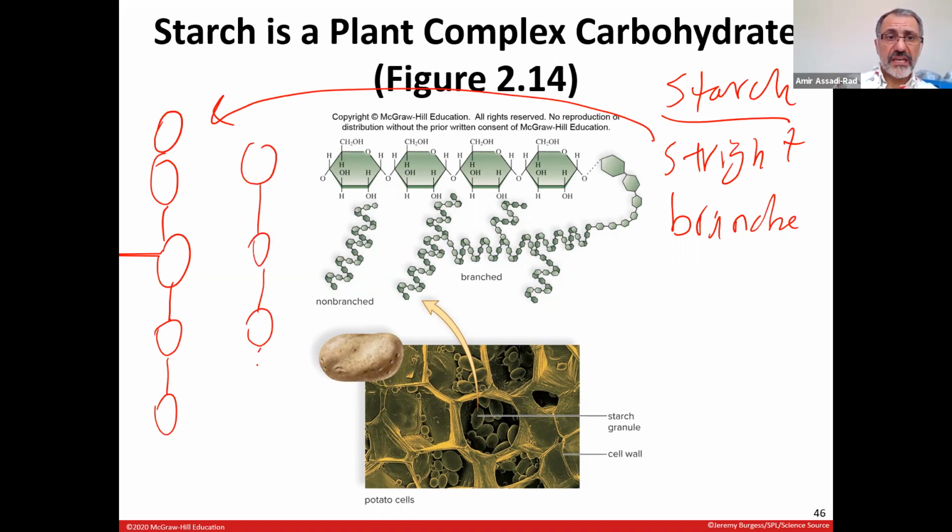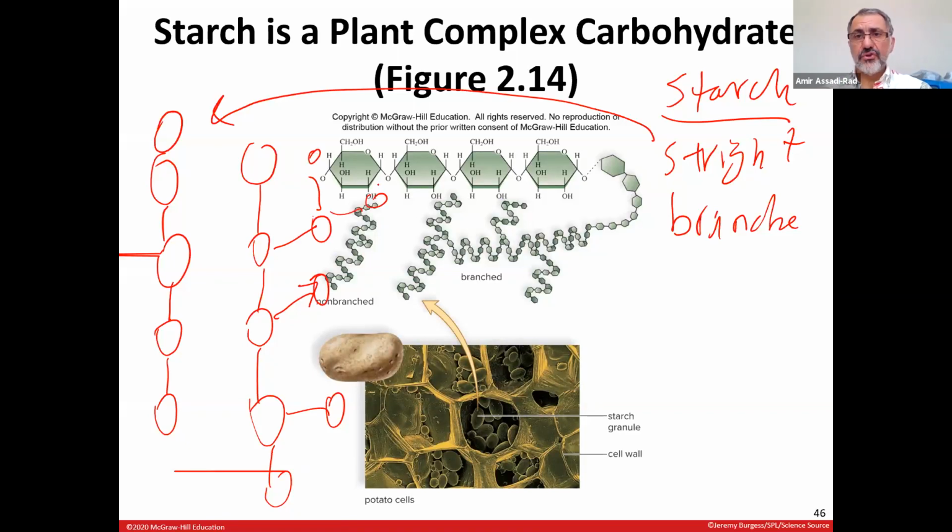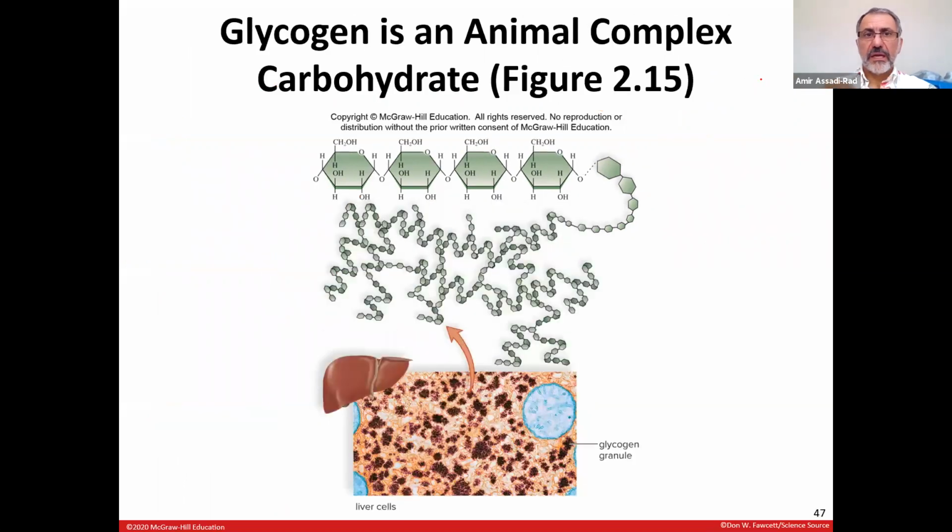And you will see the glycogen in humans is not straight. That one branches. So the glycogen in humans, you will see it's all branched. It's not straight. Here is a glycogen, the complex carbohydrate in humans, which is always branched. And that is in the liver and in your muscle cells, you find glycogen.